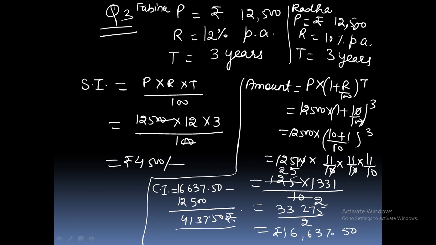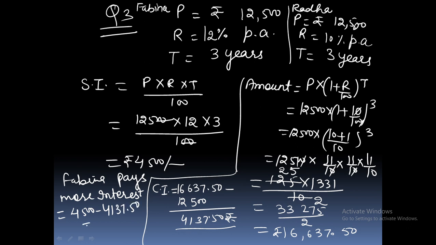Now you can see who pays more interest and how much. Who pays more interest? Favina pays more interest. How much? That will be 4,500 minus 4,137.50 and the answer is 362.50. That is the value of more interest that will be paid by Favina.